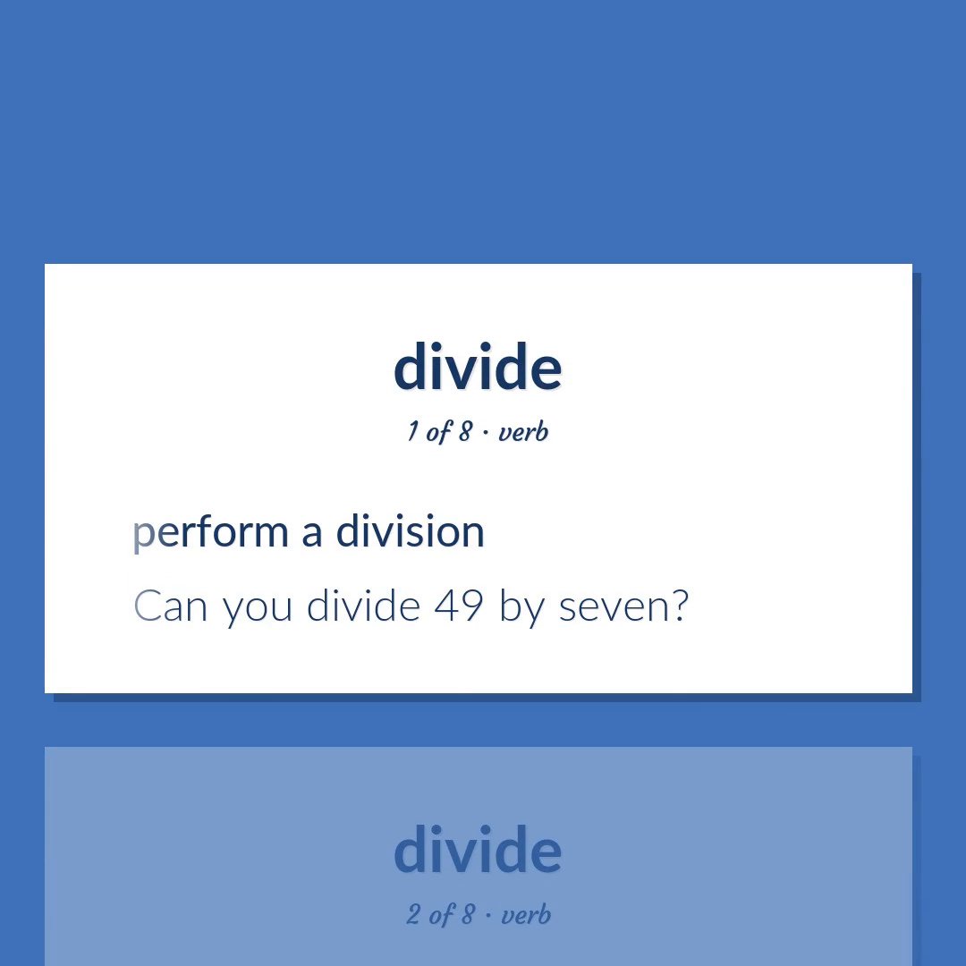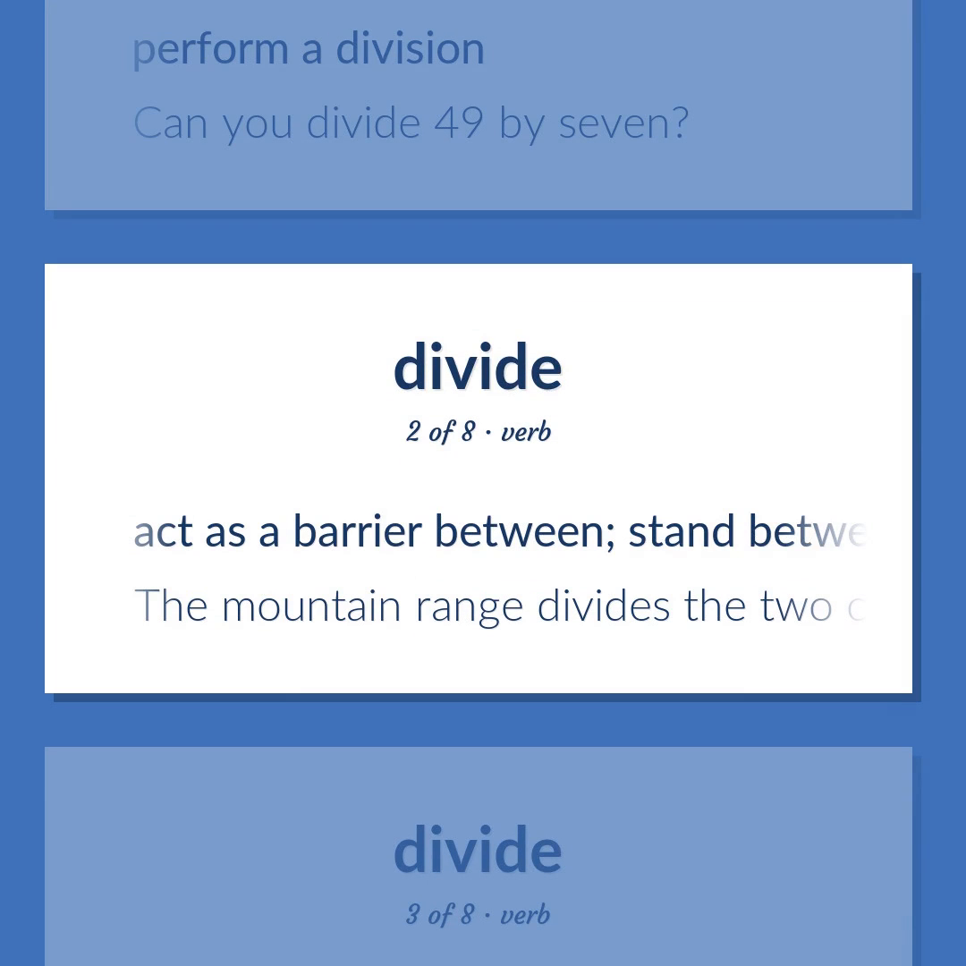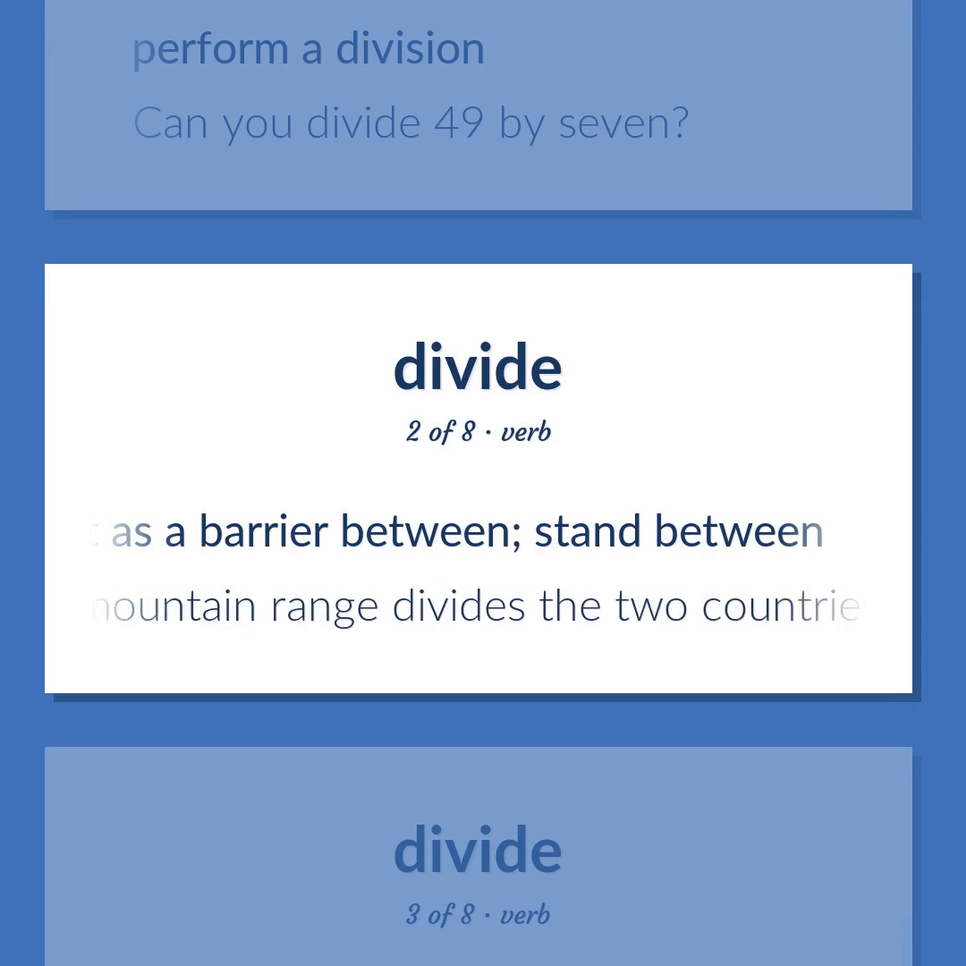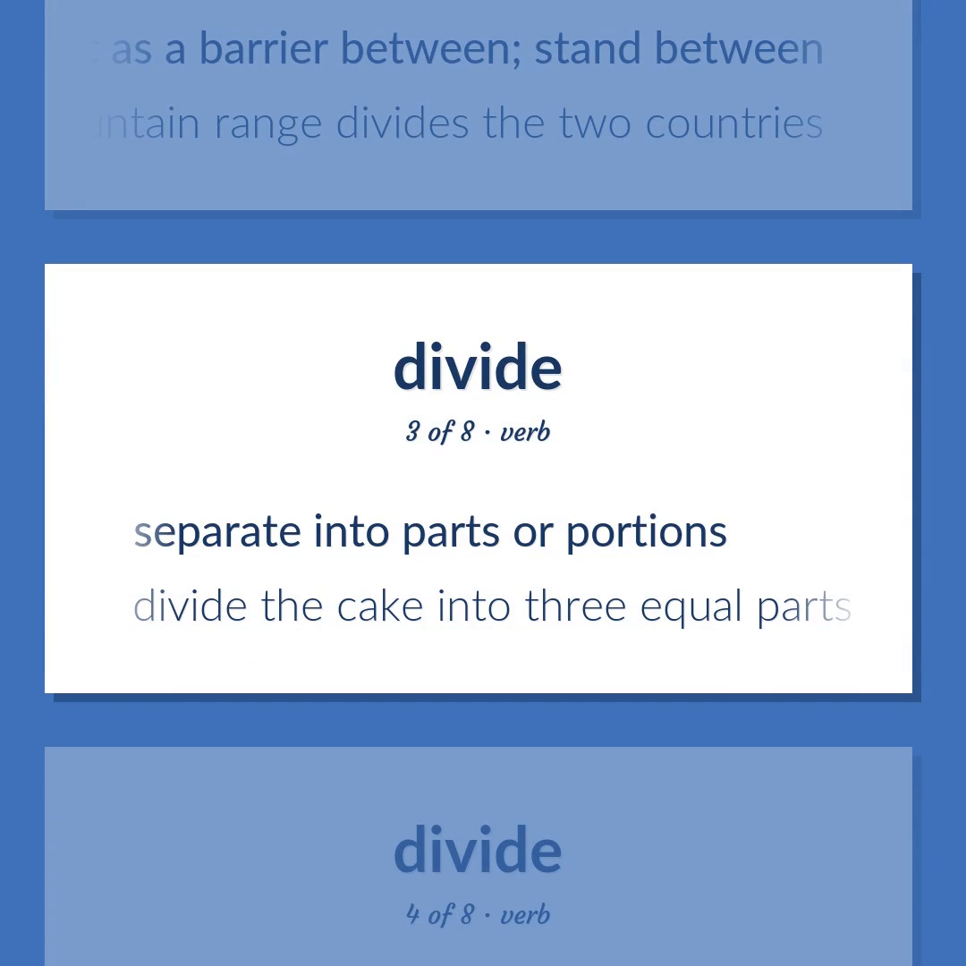Perform a division. Can you divide 49 by 7? Act as a barrier between. Stand between. The mountain range divides the two countries. Separate into parts or portions. Divide the cake into 3 equal parts.